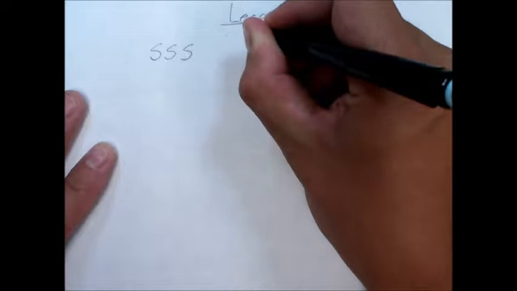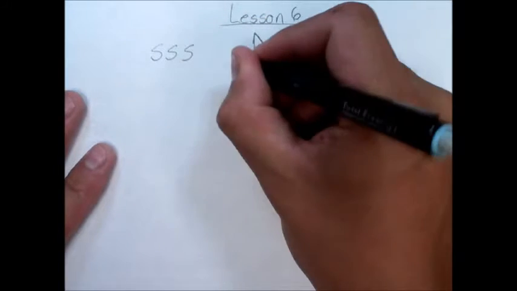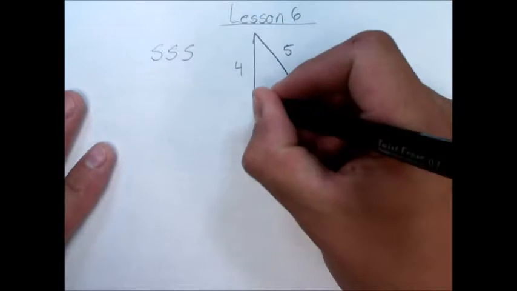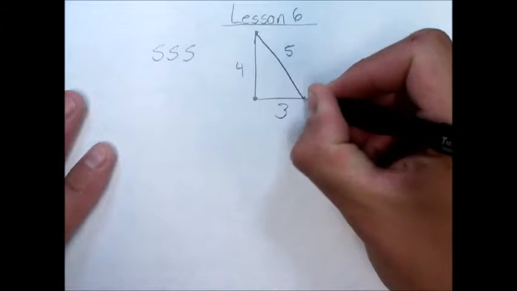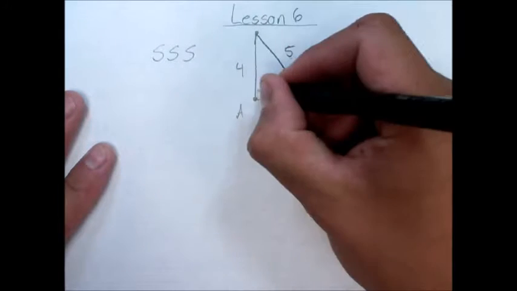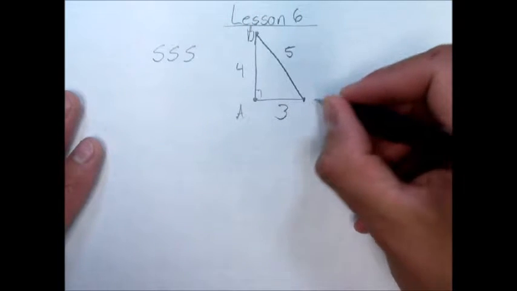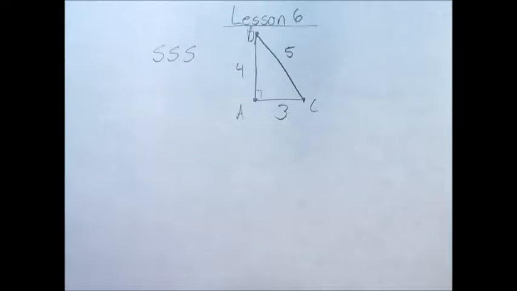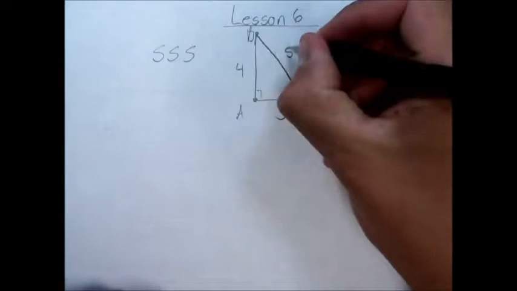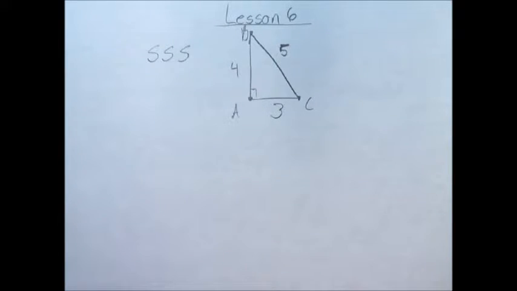So I'm going to call this a 3, 4, 5. I'm going to label it A, B, C. I'm going to label that A as the right part of that. My 5s have a 90-ish degree angle here. They do not look like S's.